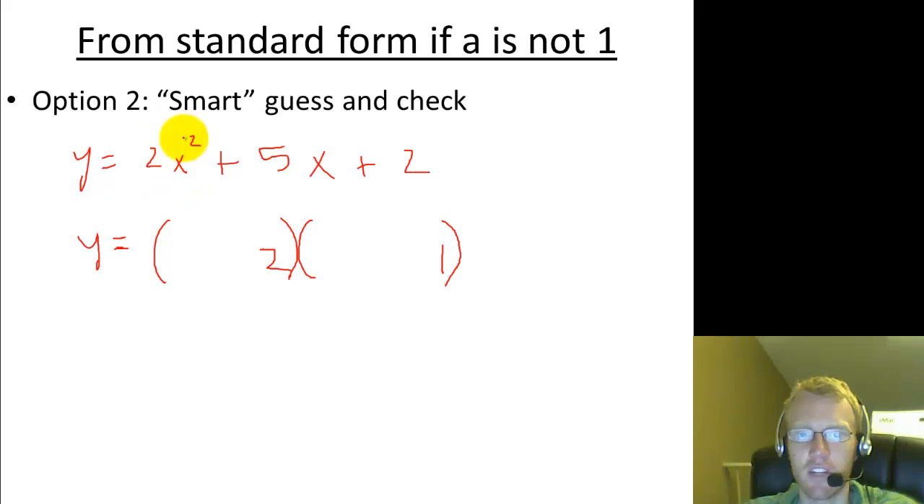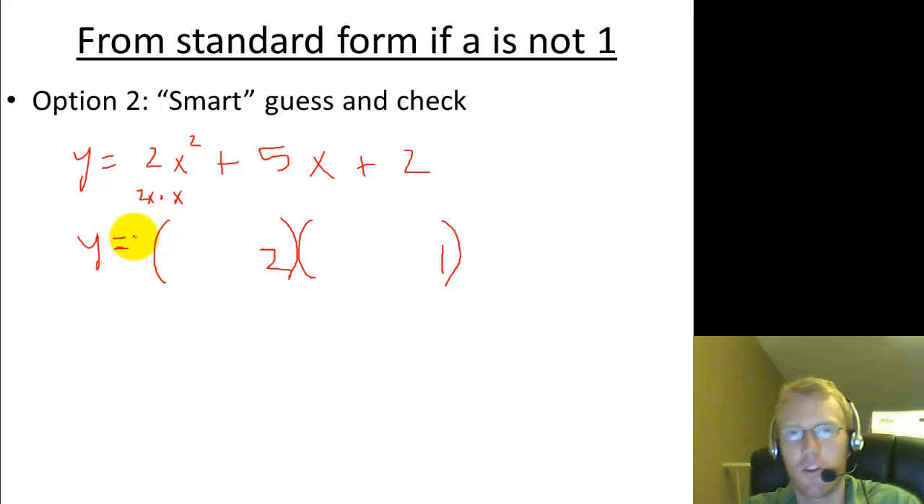And now instead of having just an x squared, we would normally put an x here and an x here, but because I have a 2x squared, I'm going to need to put 2x times x. So then the question is, do I put the 2x here and the x here, or vice versa? To do smart guess and check, you have to be thinking about what two things multiply to this that go in the front, what two things multiply to this that go in the back, and then I have to put them all together in the right order so that my middle term comes out to be what I want it to be.